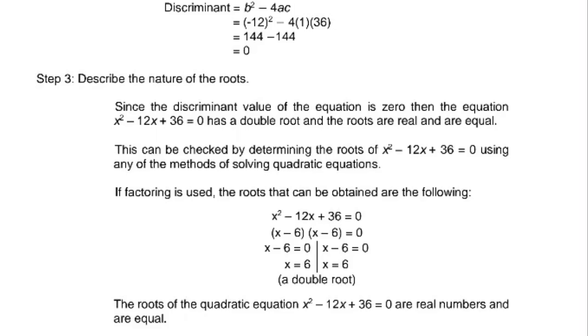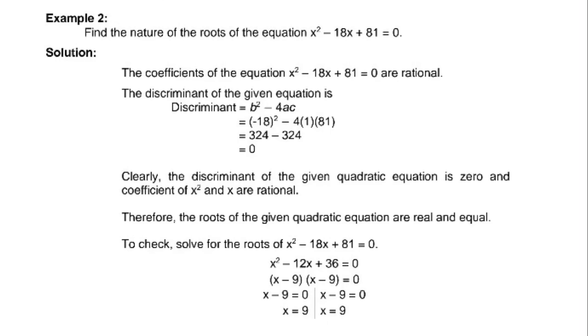Then using zero product property, x minus 6 equals 0 or x minus 6 equals 0. And we can have our value of x equals 6. So there are two roots but same value. So this is called a double root. So the roots of the quadratic equation, x squared minus 12x plus 36 equals 0, are real numbers and are equal. Then you have there example number 2. You can just figure it out on your own, the same as example number 1.